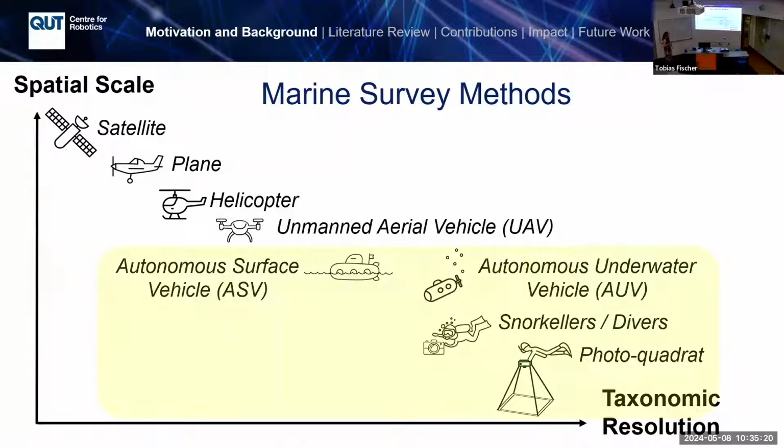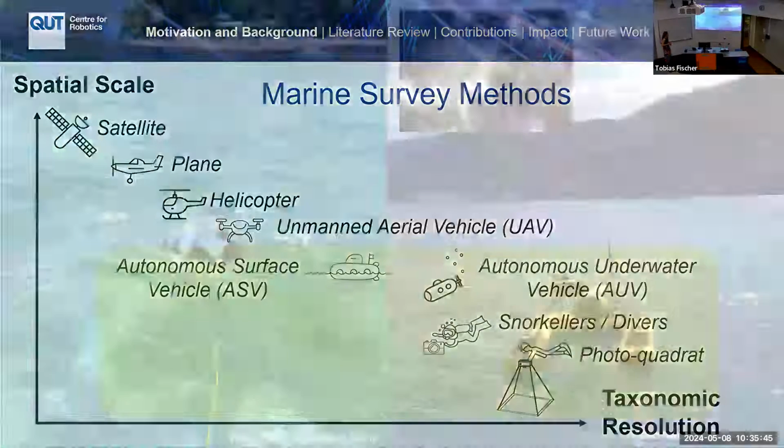In this thesis, we're interested in focusing in on use of autonomous surface vehicles and autonomous underwater vehicles for the benefits that they provide in terms of broad-scale survey coverage, while still offering a high taxonomic resolution. In this thesis, we do still cover imagery collected by snorkelers, divers, and through photo-quadrat surveys, as a lot of the historical data has been collected using these approaches.